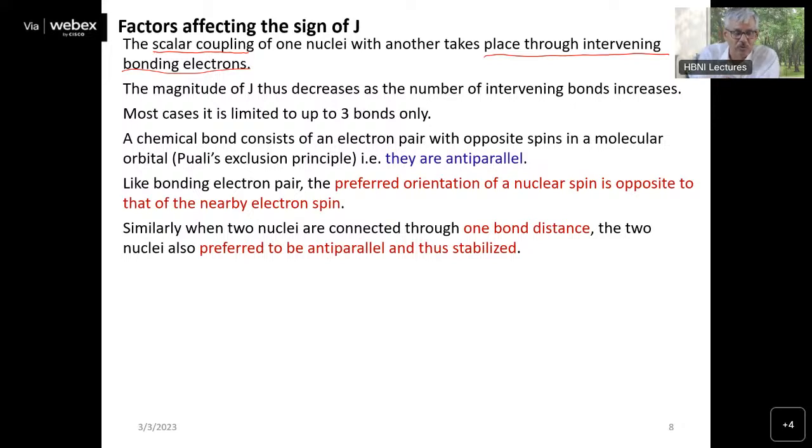So that's why the magnitude of J decreases as the number of intervening bonds increases. Okay, so as the number of bonds increases. That's why, if you remember in my last class, I told that mostly you see the coupling constant up to 3 bonds. Beyond 3 bonds, there are very rare cases. We will see today some examples where you can see the coupling. But normally 3 bond distance is common, but you can see up to 4 or 5 bonds in aromatic compounds or double bond containing compounds or acyclic compounds. Okay, so in most cases, I told you it is limited up to 3 bonds.